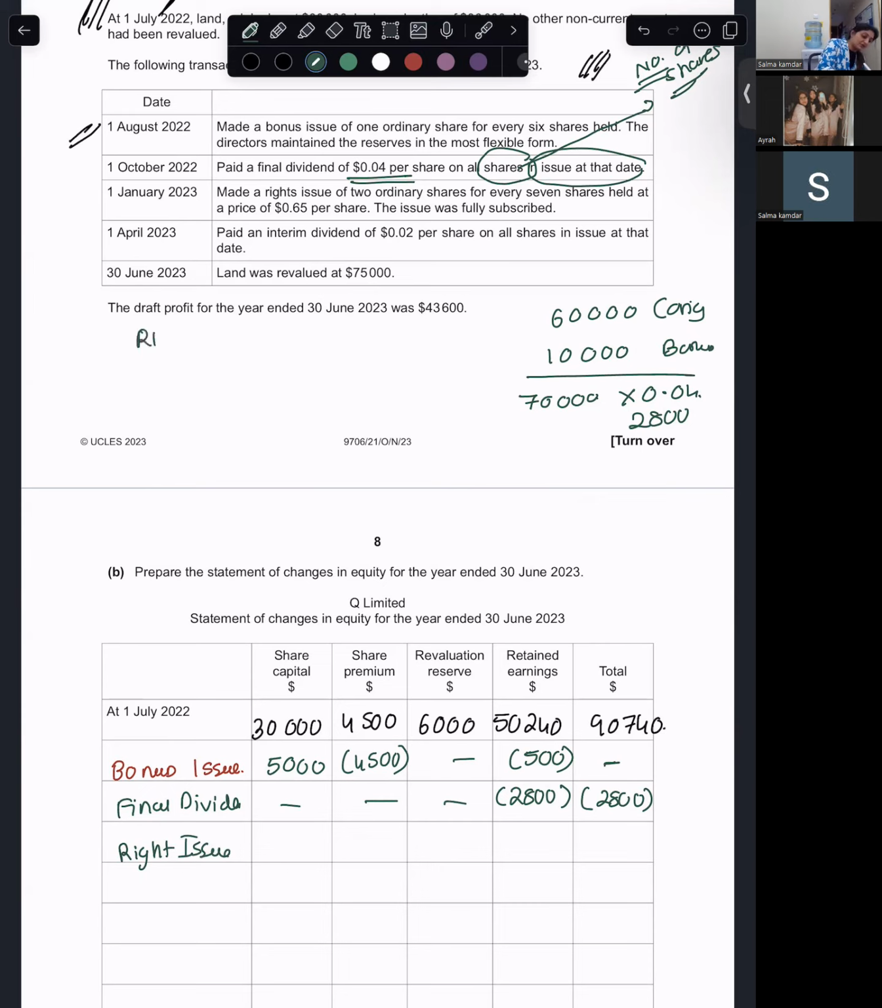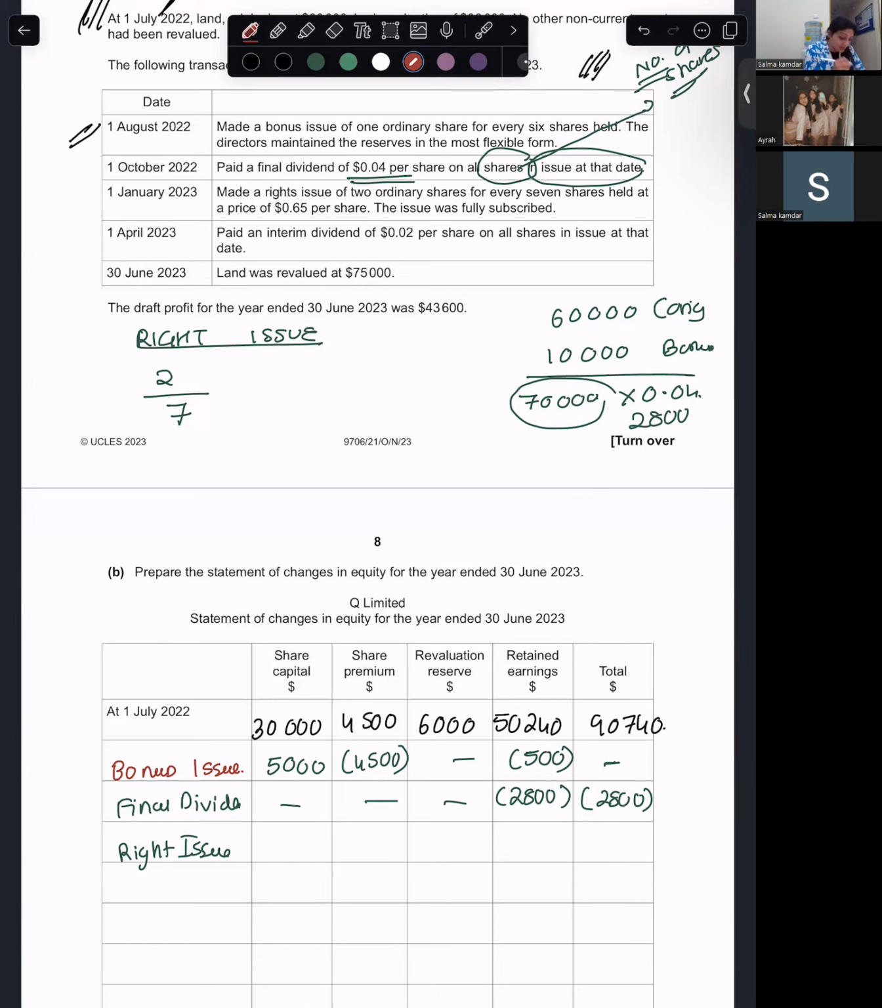How is the rights issue? It means a rights issue of 2 ordinary shares for every 7 shares held. So how many shares were held with us? 35,000.